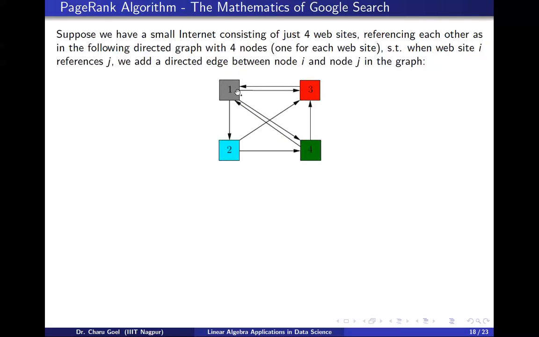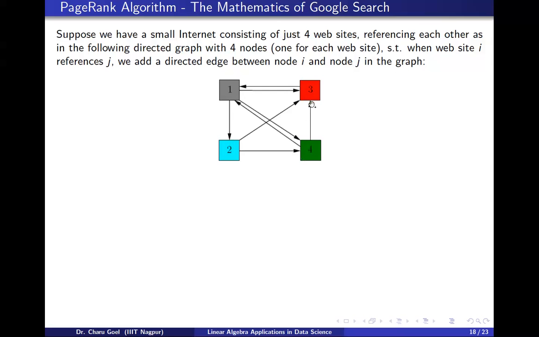Now we say that website I references website J, because Google search is all about referencing another page. When it happens, we add a directed edge between those nodes. So website 1, or page 1, is referring to page 2, so we add an arrow from page 1 to page 2. Similarly, page 1 is referring to page 3, page 1 is referring to page 4. Page 2 is referring to pages 3 and 4, page 3 is only referring to page 1, and page 4 is referring to page 1 and page 3.